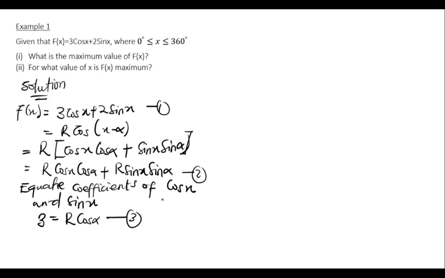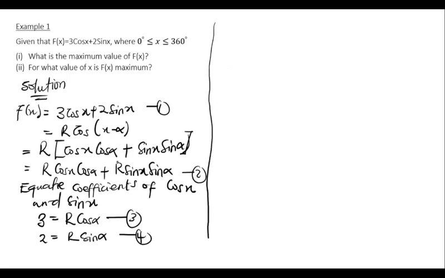Then we compare the coefficient of sin x as well. So sin x over here has 2 over here. So we have 2 is equal to r sin alpha. This is equation 4. Alright. So now, from here, we need to find the value of r.